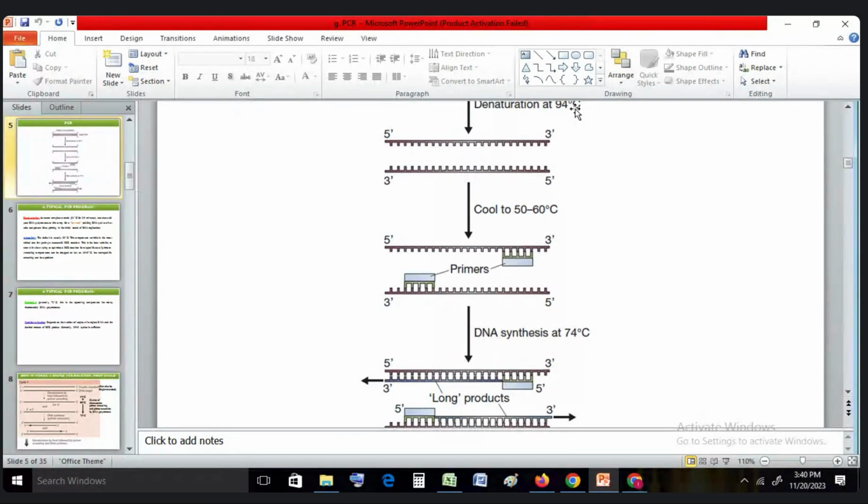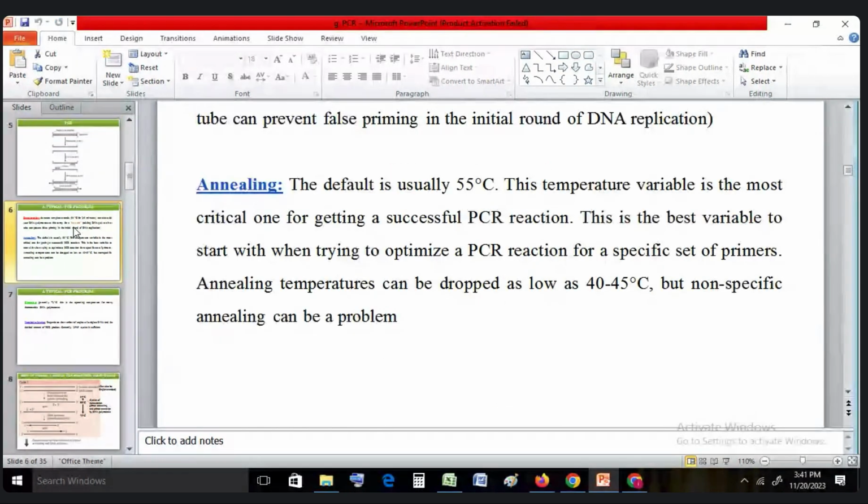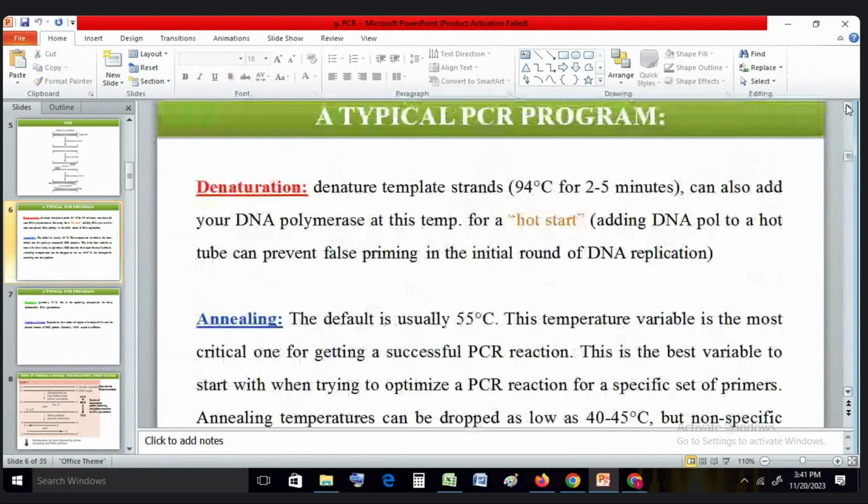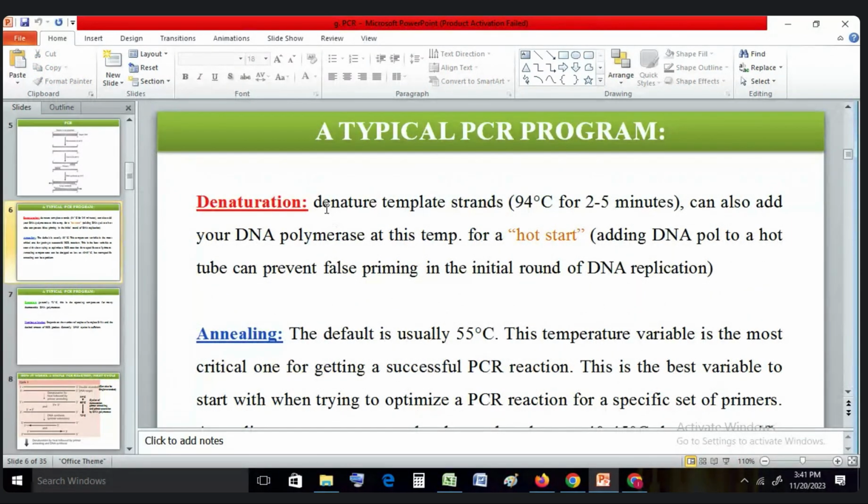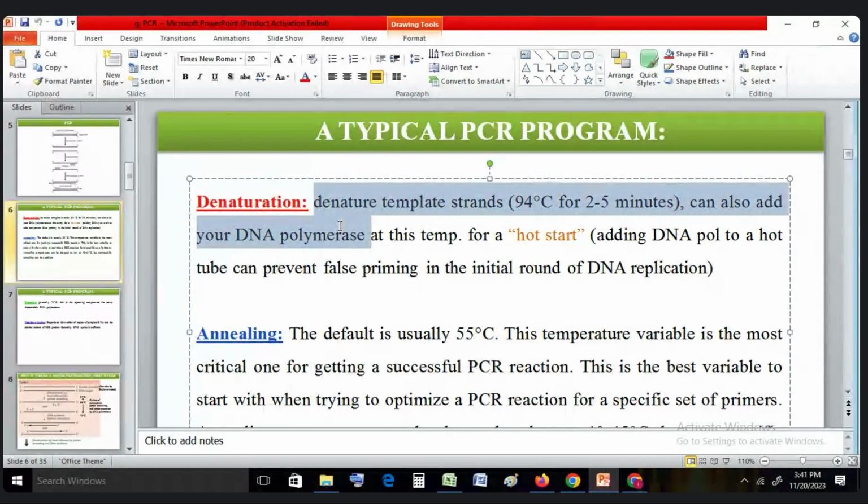And the DNA elongation temperature is about 72 to 74, because the DNA polymerase that is used here is the Taq DNA polymerase, which is a heat stable DNA polymerase, and that's why it is very active at high temperature. So start with a denaturation step where you add your template at 94 degrees for 2 to 5 minutes.